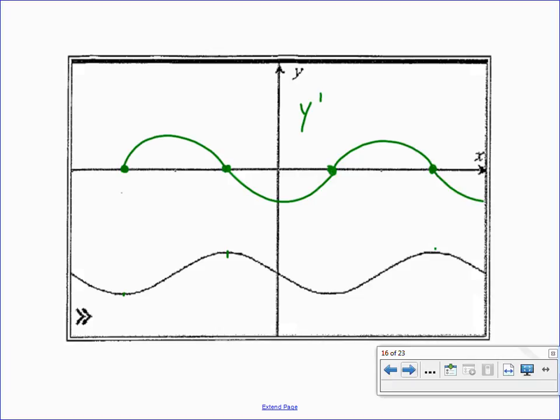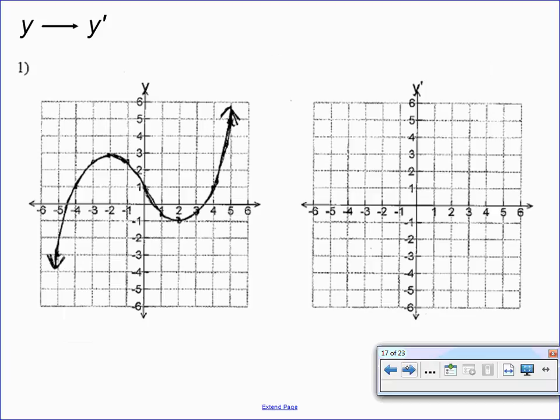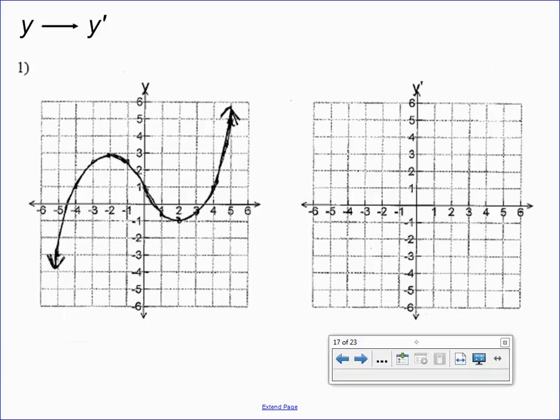If I continue with this behavior, it appears as though my y prime is very similar, right? It's very similar in nature to my original, but it's a measure of the original slope, not a measure of the original's y coordinates. Huh? Let's go ahead and try another. So what we'll do is we'll get started on our y to y prime graphs, and you're going to have a chance to practice.